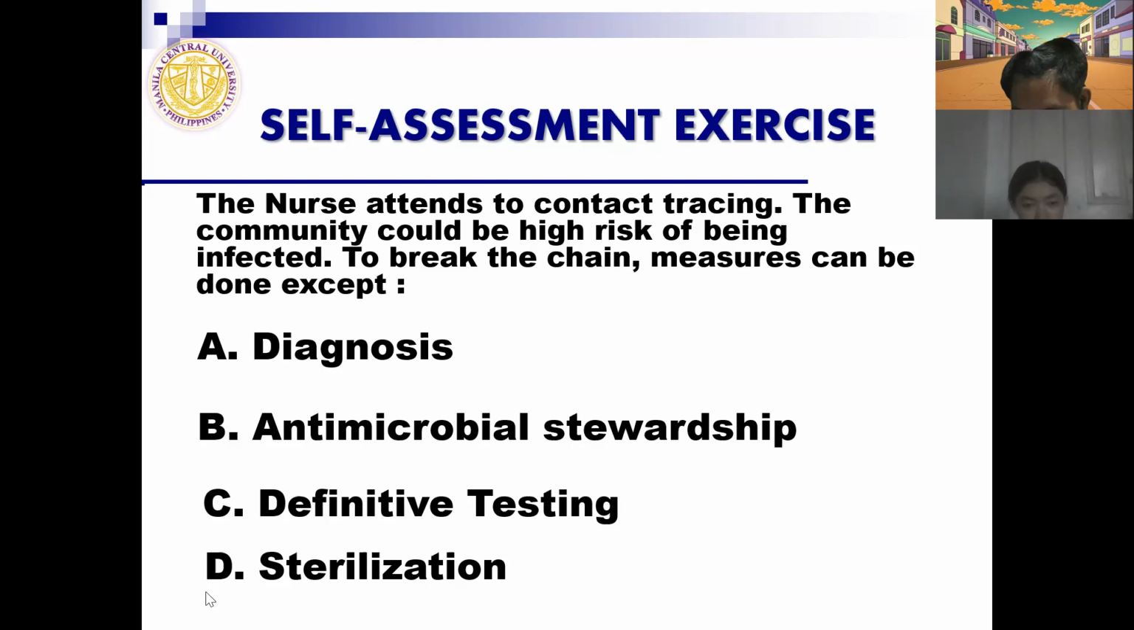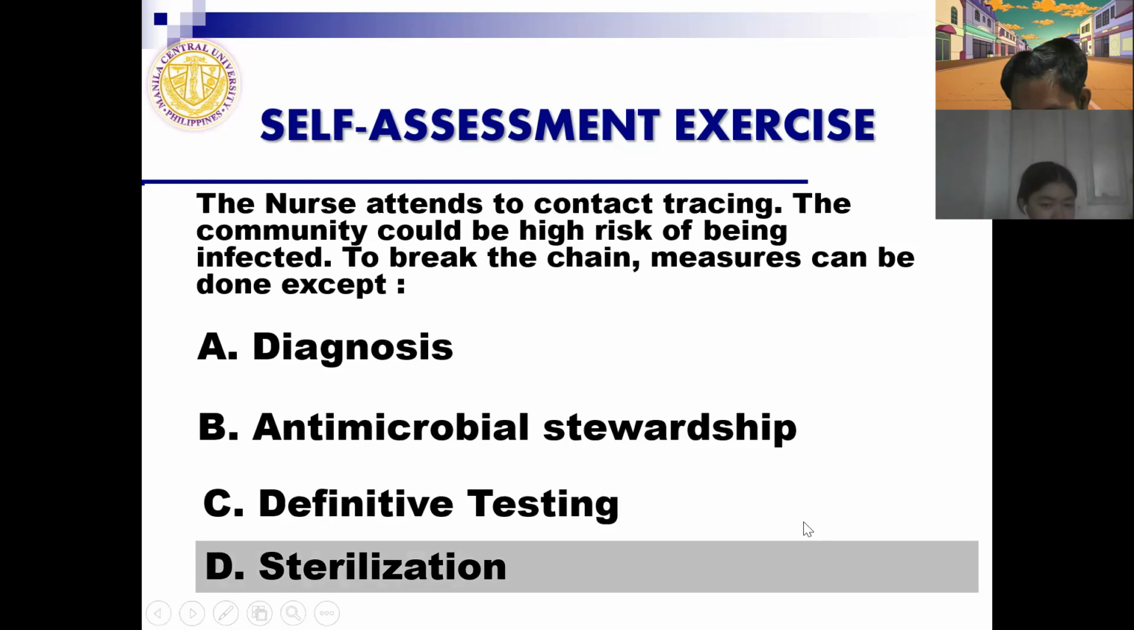Except. Except. So let us try to analyze again the question. The community has not identified yet the type of infection because it's stated here high risk. So to break the chain, even though they have not yet identified the type of infection, which of the measures can be done to facilitate breaking the chain? So the answer, let us reveal. Oh, sterilization. Okay, ito po ha.